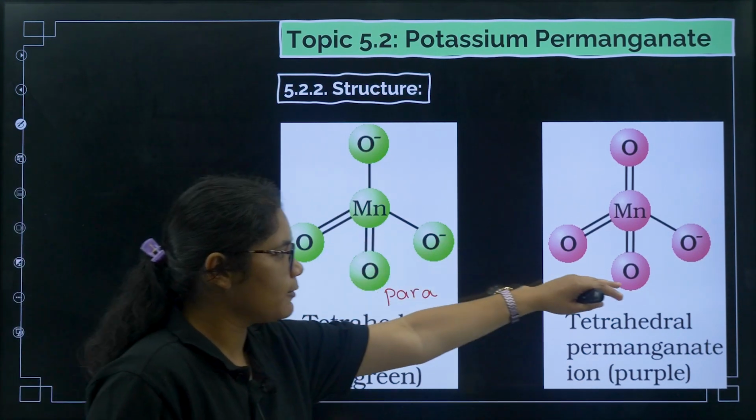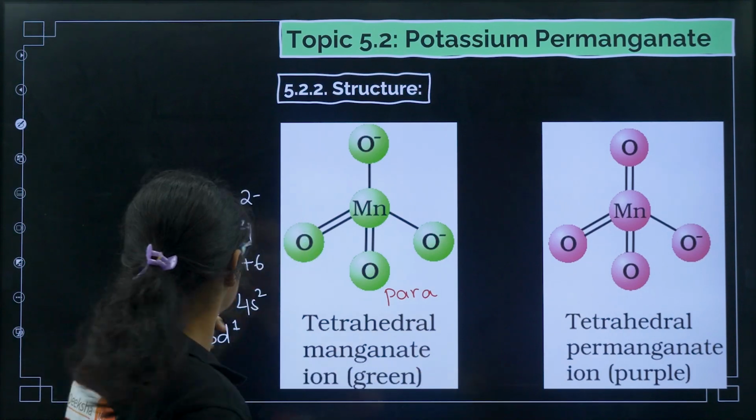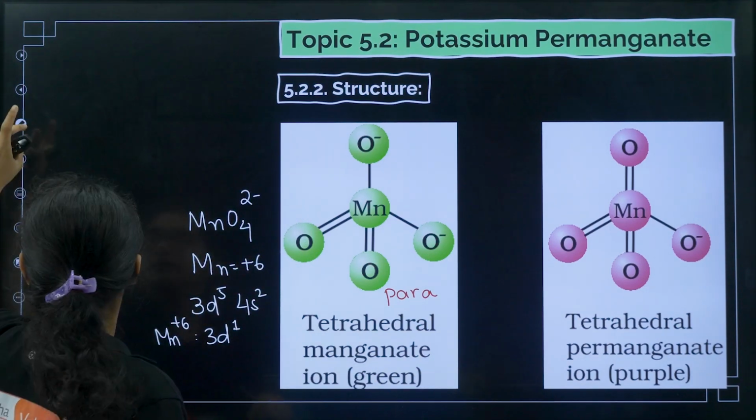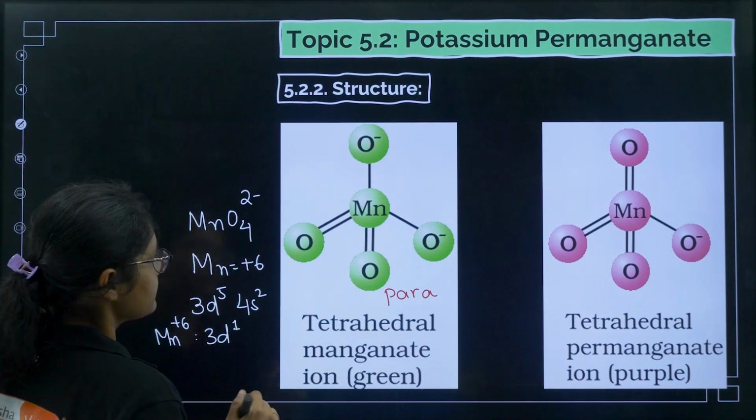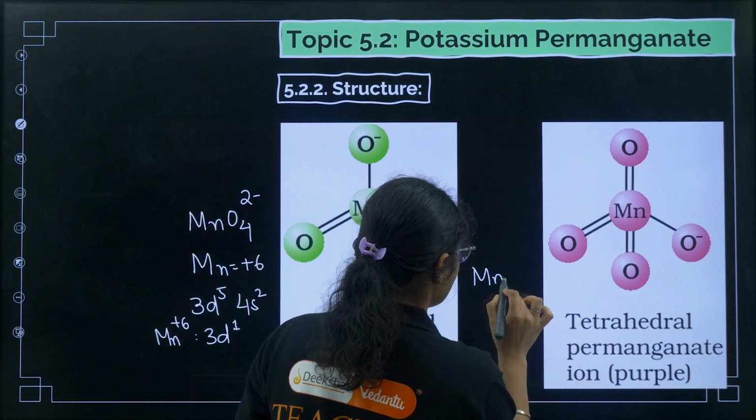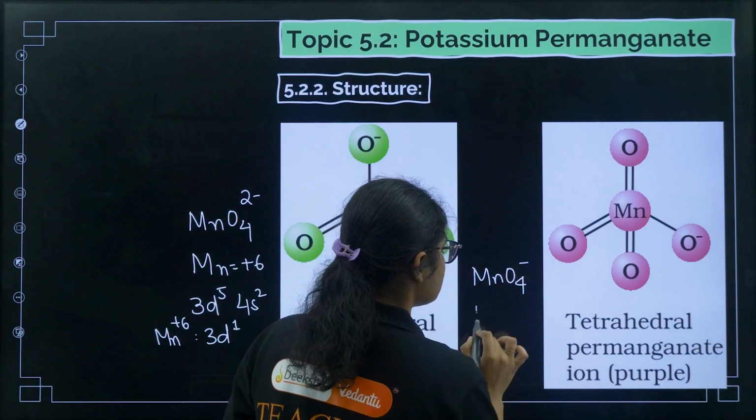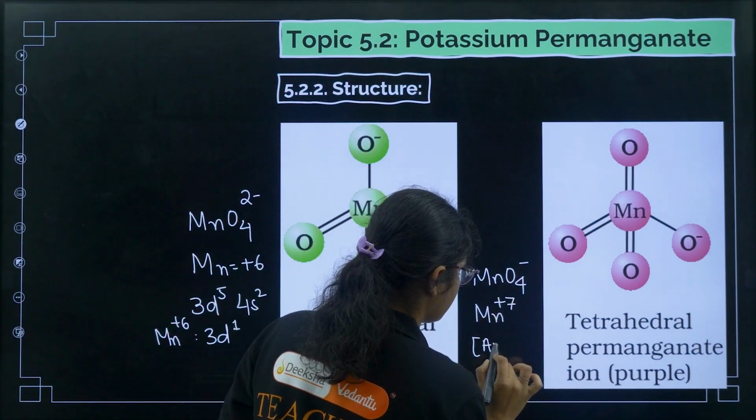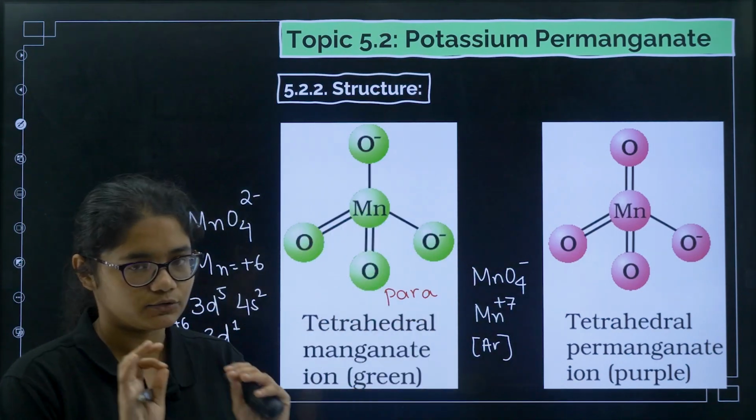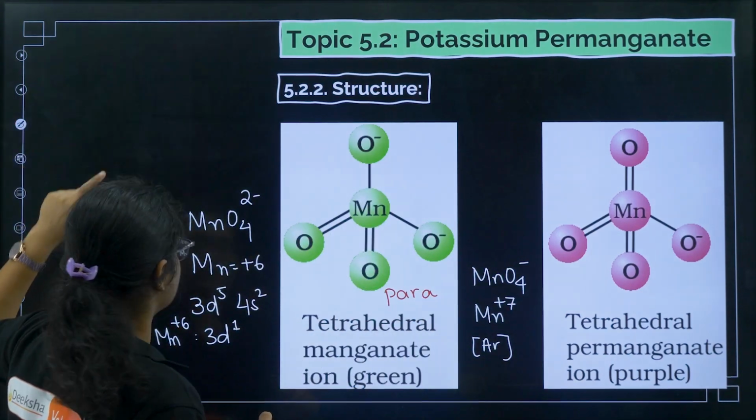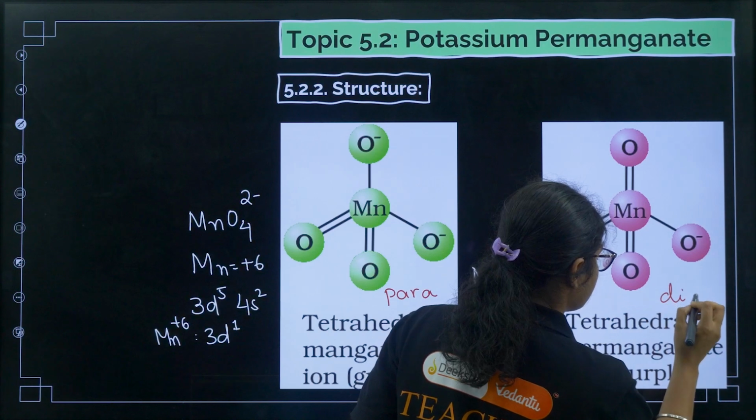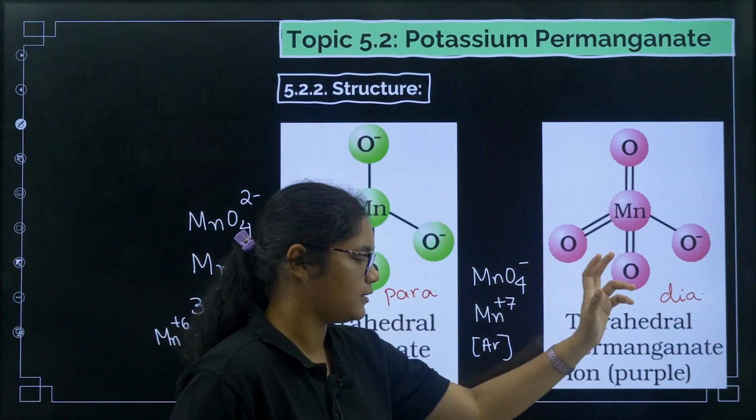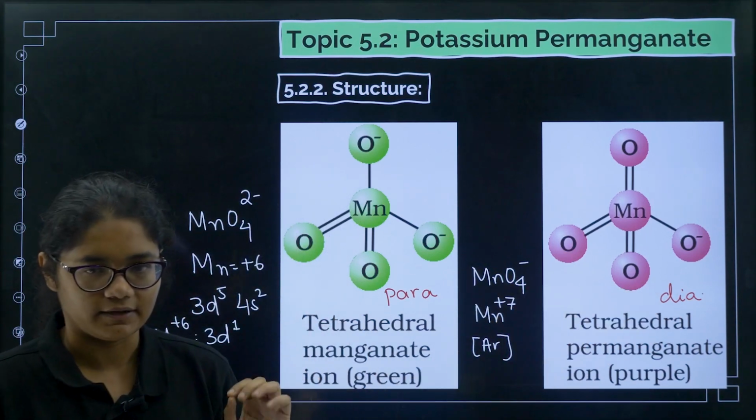Now if we talk about MnO4-, what is the oxidation state of manganese here? +7. So it has argon electronic configuration only, right? So this has no unpaired electron. If no unpaired electron is there, then this is diamagnetic. So remember, manganate is paramagnetic, permanganate is diamagnetic, first thing.